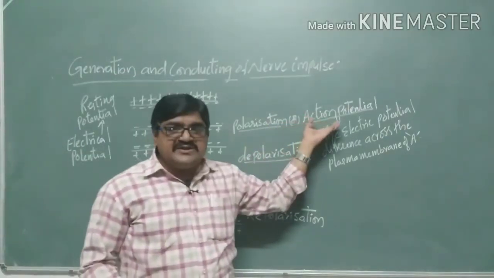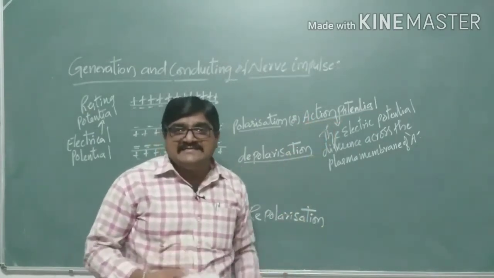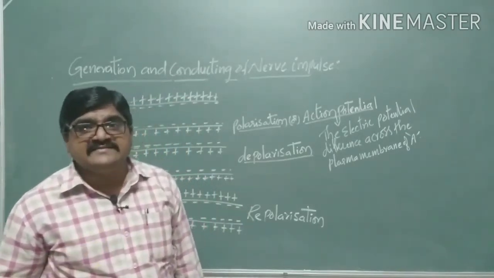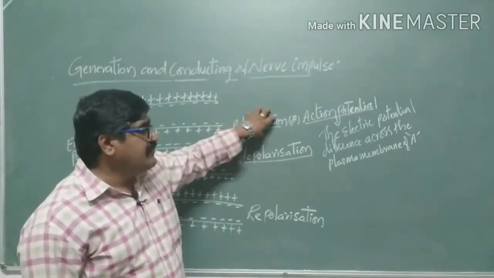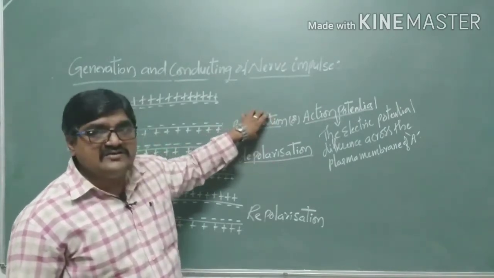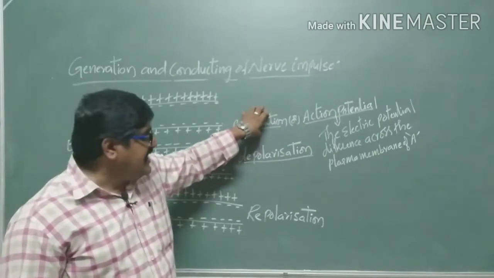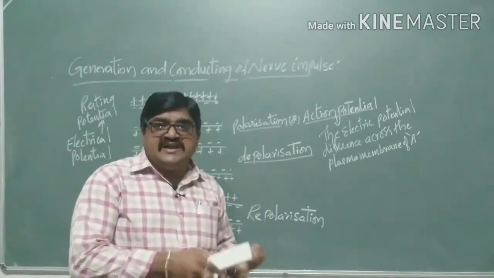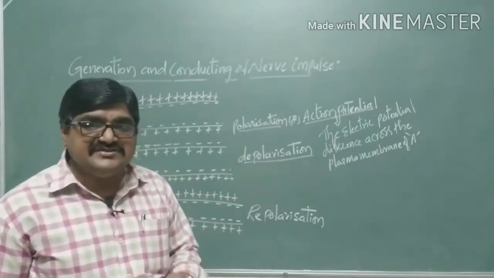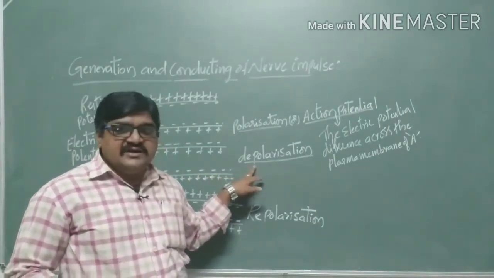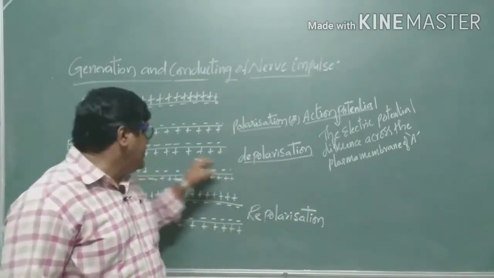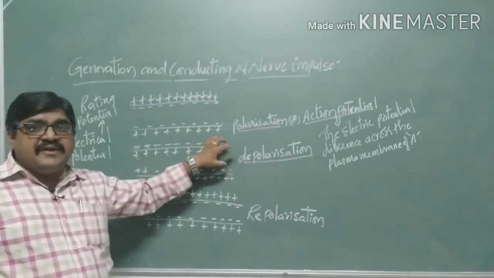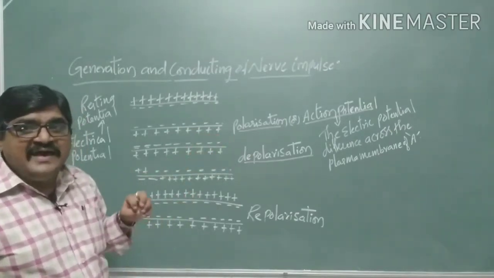And when the action potential takes place, that is when the nerves are excited, the positively charged ions are influx and the negatively charged ions are outflux. This condition we can call polarization. Then comes depolarization, which means the movement of ions across the axonal membrane or plasma membrane, continuing until the nerve excitation takes place.